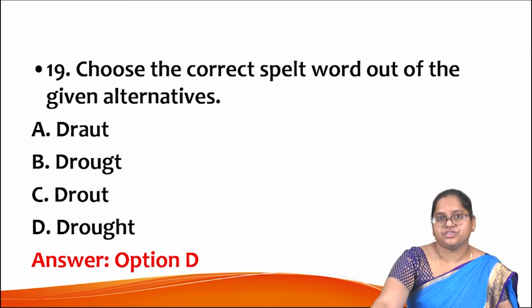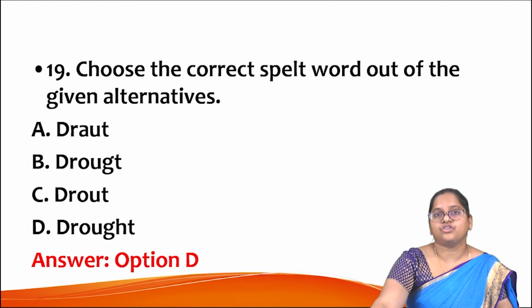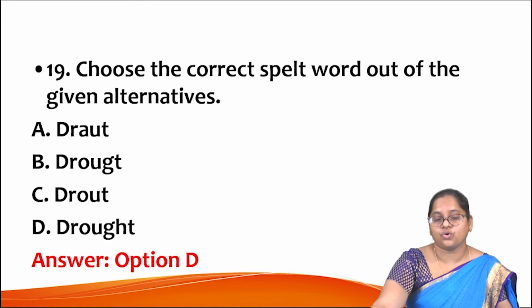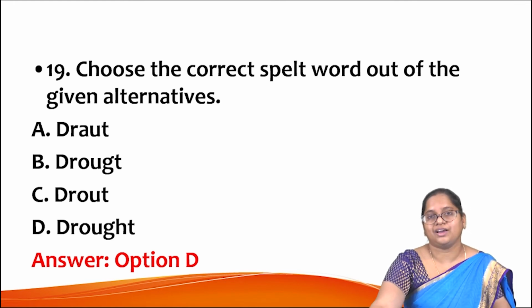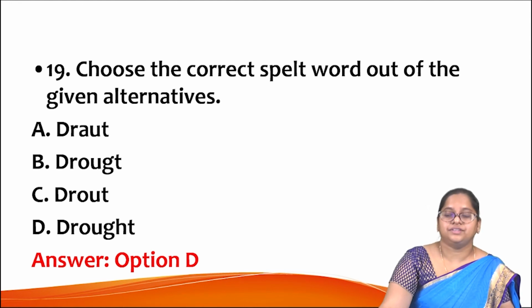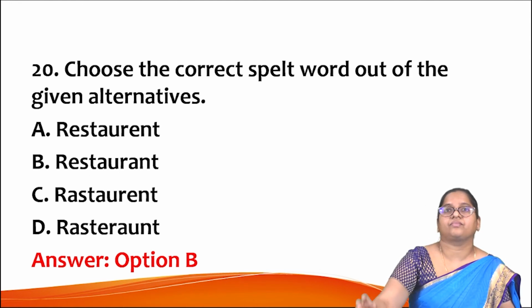Next, 19th question. Choose the correct spelled word out of the given alternatives. A, D-R-A-U-T. B, D-R-O-U-G-T. C, D-R-O-U-T. D, D-R-O-U-G-H, drought. Okay, drought means lack of water, lack of rains. Enough water is not there. So D-R-O-U-G-H, drought. Option D is the right answer.